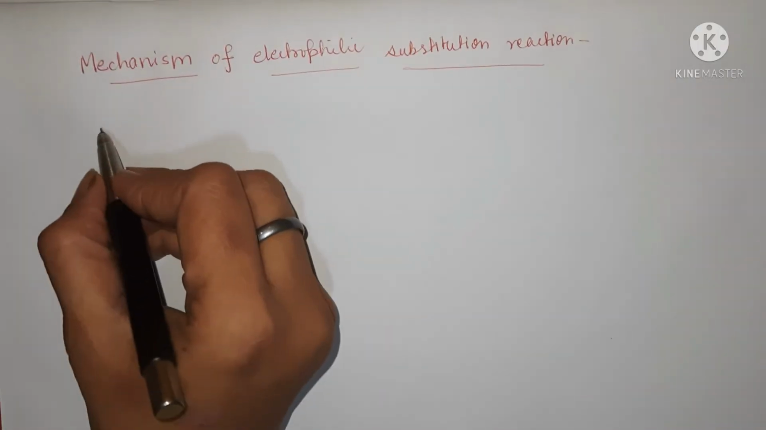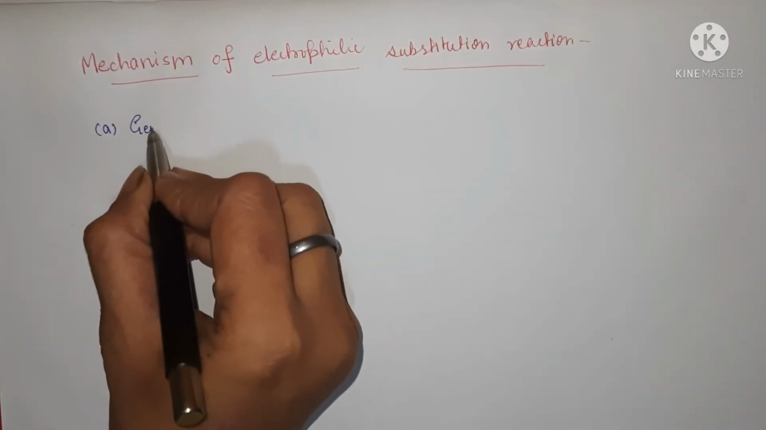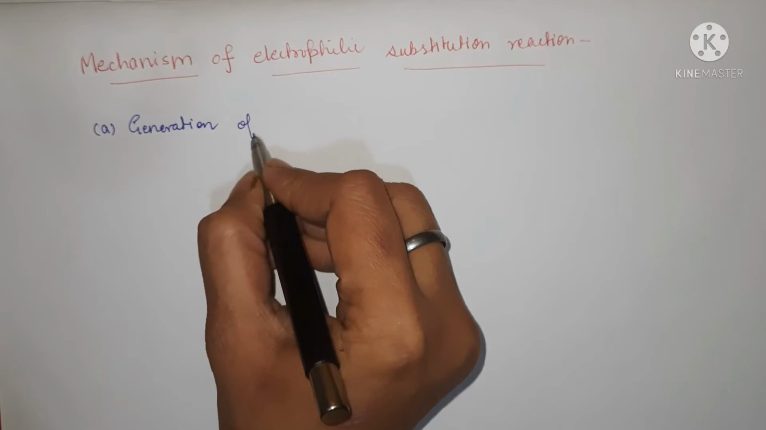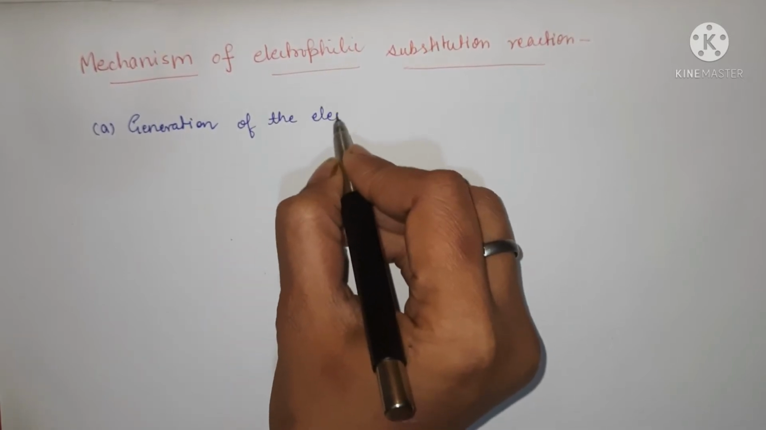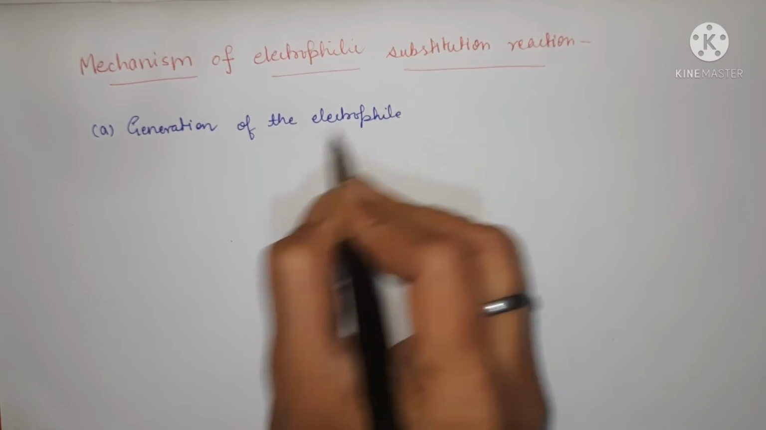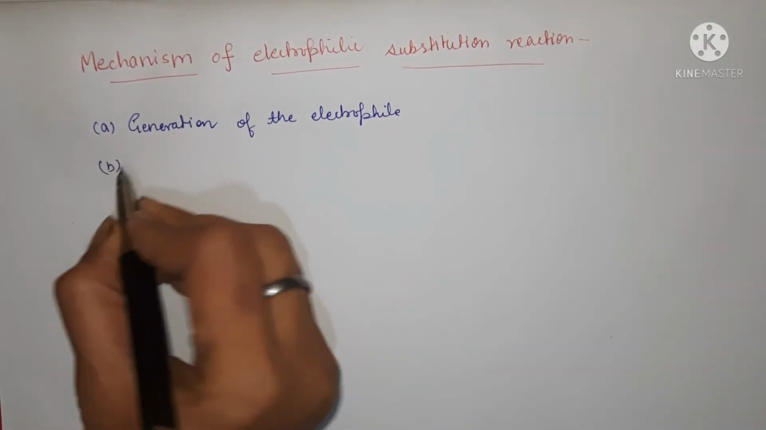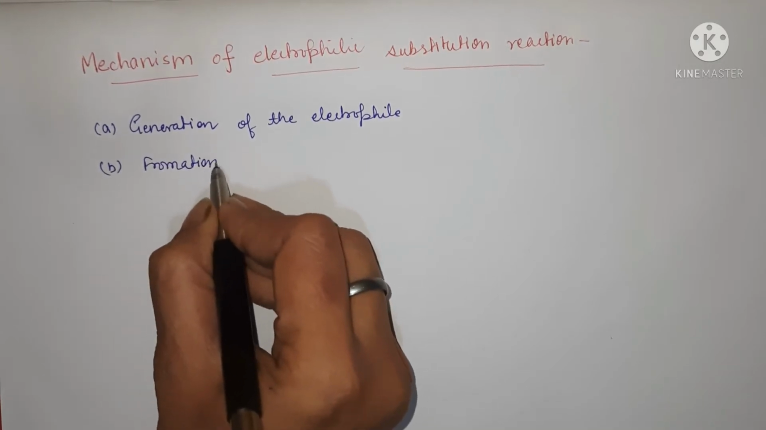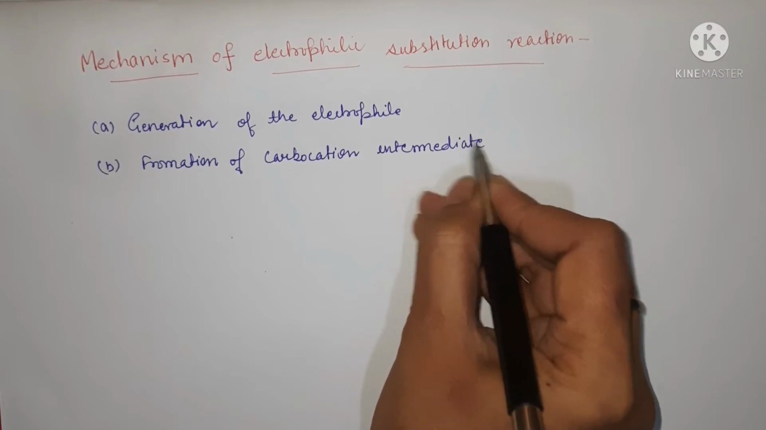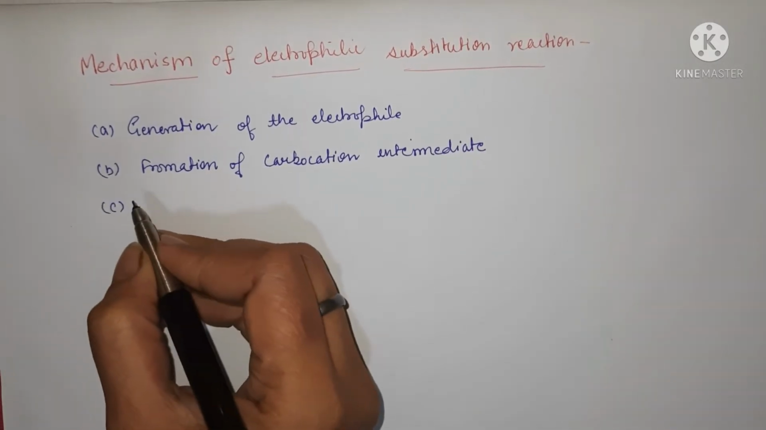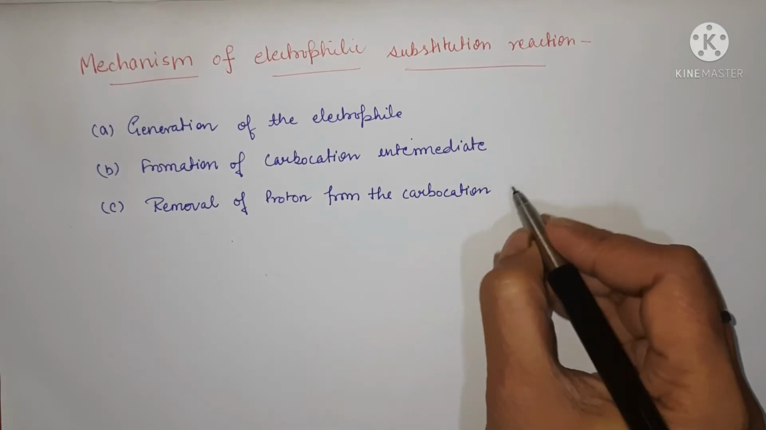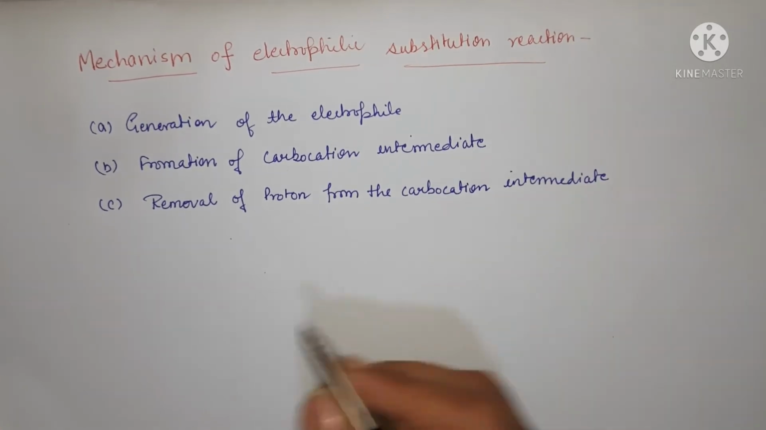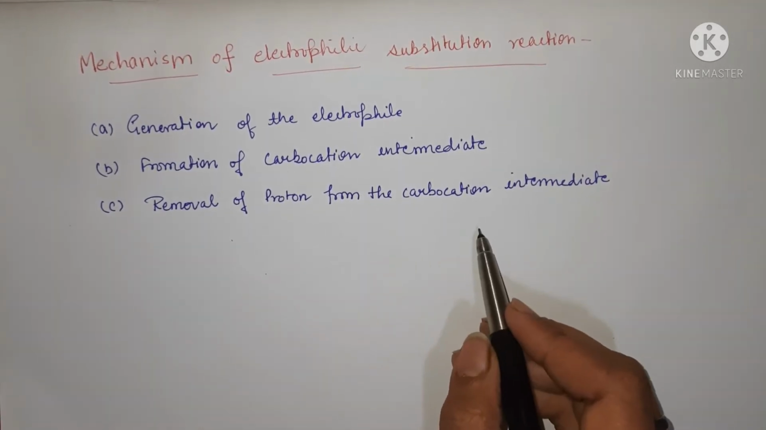The very first step is generation of the electrophile. After the generation, there is a formation of the carbocation intermediate, and the last step consists of removal of proton from the carbocation intermediate.